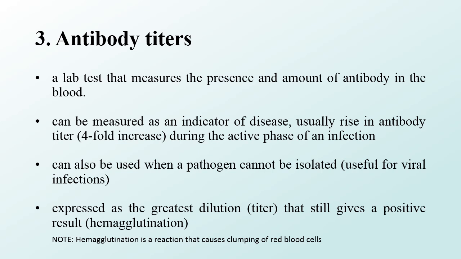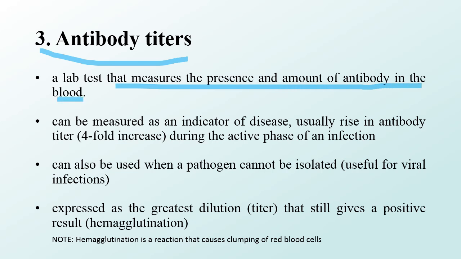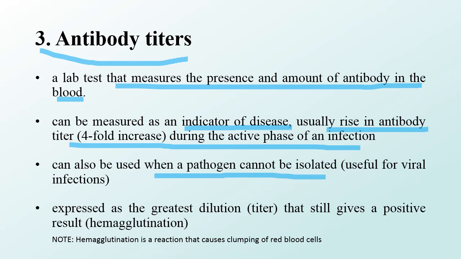Okay, the following one is the antibody titers. An antibody titer is a lab test that measures the presence and amount of antibody in the blood. It can be measured as an indicator of a disease, and usually there is a rise in the antibody, like a fourfold increase, during the active phase of an infection. Antibody titers can also be used when the pathogen cannot be isolated, which is the case for viral infections. And usually the result is expressed as the greatest dilution titer that still gives a positive result through hemagglutination.